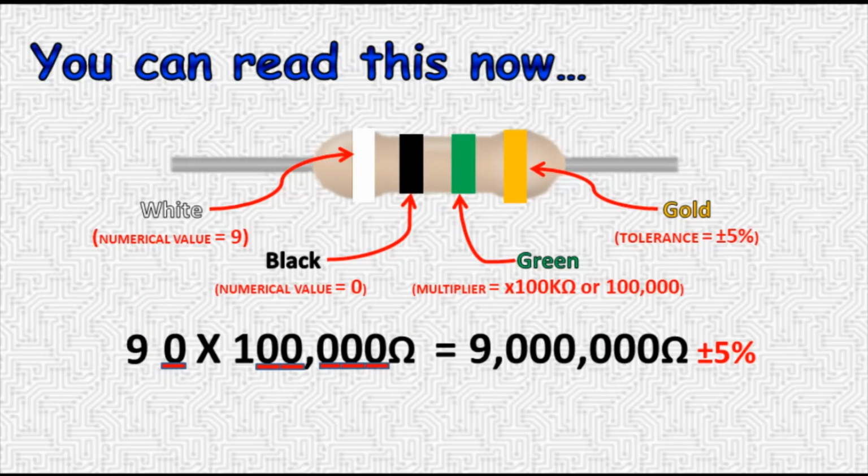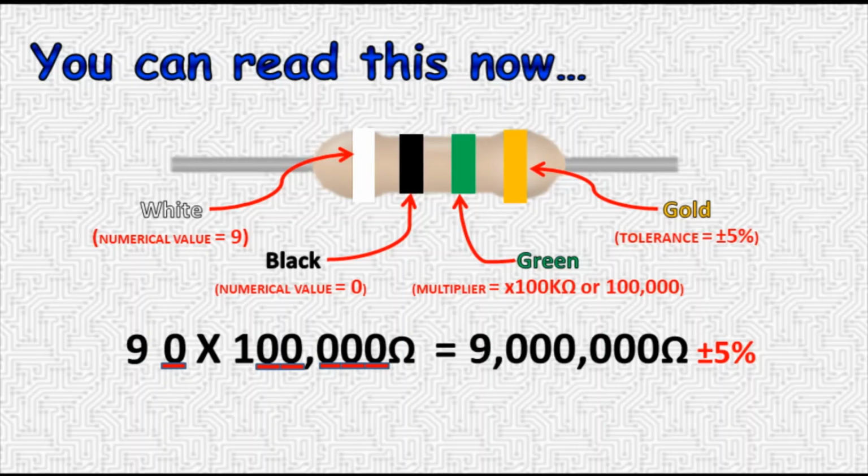Yung second digit natin is 0, kaya kasama siya dun sa ibibilang natin sa 0. Okay, hindi natin siya i-multiply dun sa 9 kasi pareho silang existing value. First digit and second digit. So 90 siya times 100,000. So kahit i-calculator ninyo, 90 times 100,000 is equivalent to 9 million.